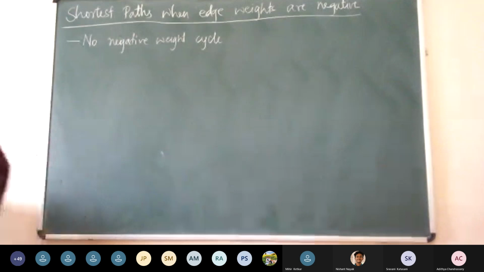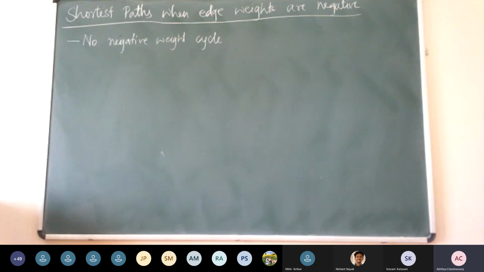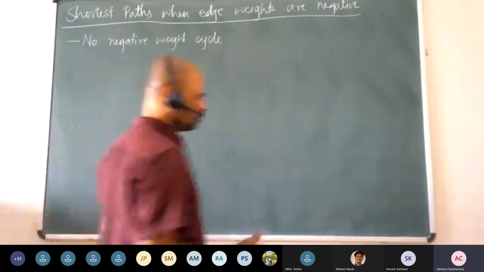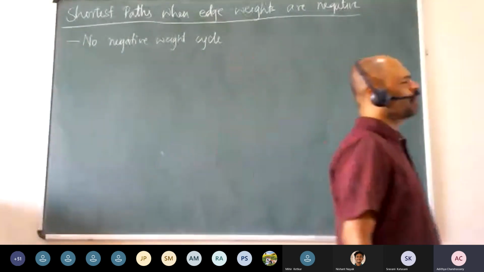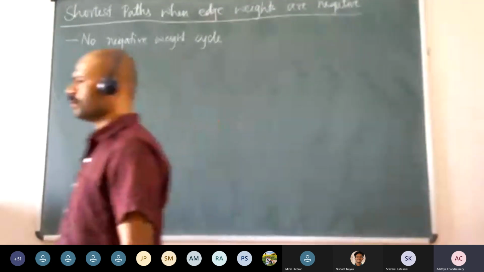So can we use Dijkstra's for this also? No, we can't. Because in Dijkstra's, if we find the shortest one, it keeps it as shortest immediately. It won't check it again. What does that mean? Can you elaborate? Sir, I can give a counter example.